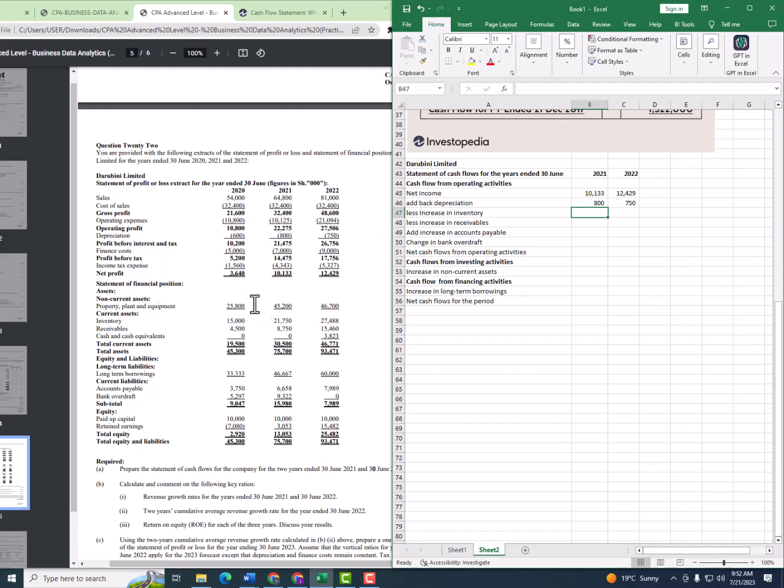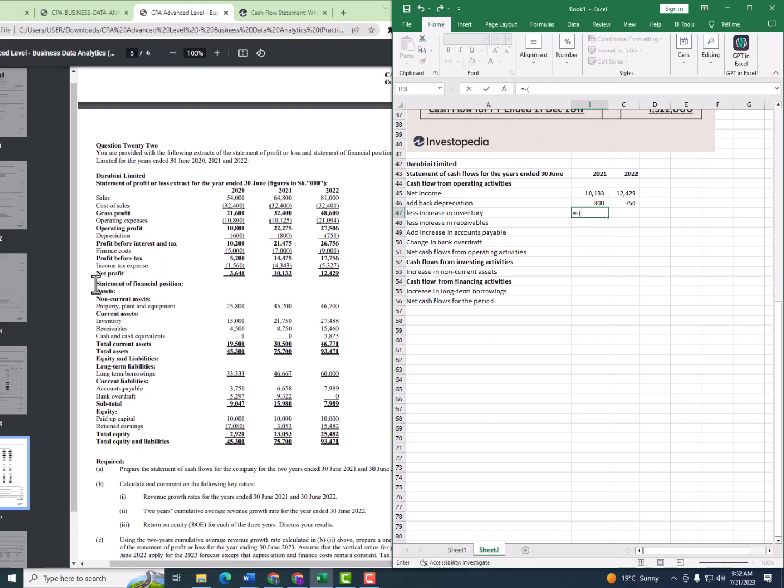Then we have increase in inventory. So we are less the increase in inventory. So we type equals, and you're supposed to subtract it. So write minus sign, open brackets. Now find what was the increase in inventory from 2020 to 2021.